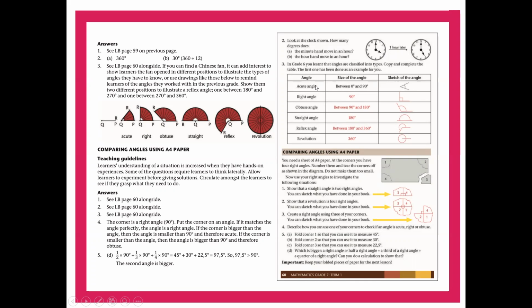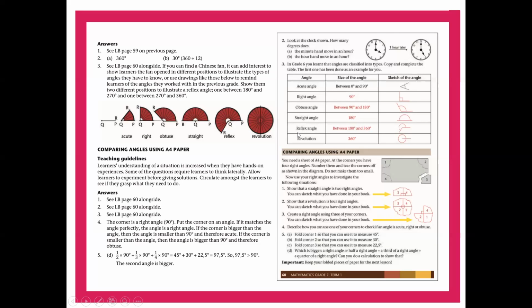Okay, number 3. In grade 6, you learned that angles are classified into types. Copy and complete the table. Okay, so an acute angle is less than 90 degrees, so it is between 0 and 90. A right angle is 90 degrees. An obtuse angle is between 90 and 180. A straight angle is 180. A reflex angle is between 180 and 360. And a revolution is 360 degrees.